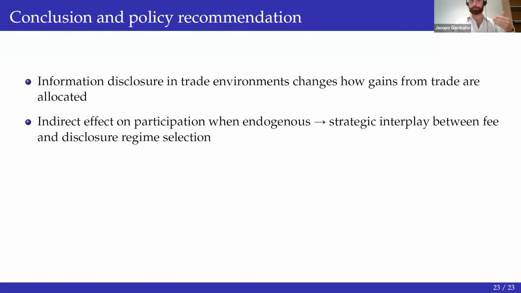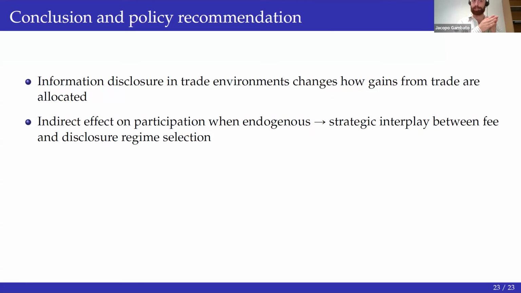this would always or generally hurt consumers and potentially hurt sellers too. So to conclude, and I think I'm pretty much on time here, what we try to do here is to study specifically the role of information disclosure in a trade environment, and how the fact that this affects how gains from trade are allocated in the exchange itself can be manipulated, that can be exploited by a platform compared to what both sellers and consumers would prefer.